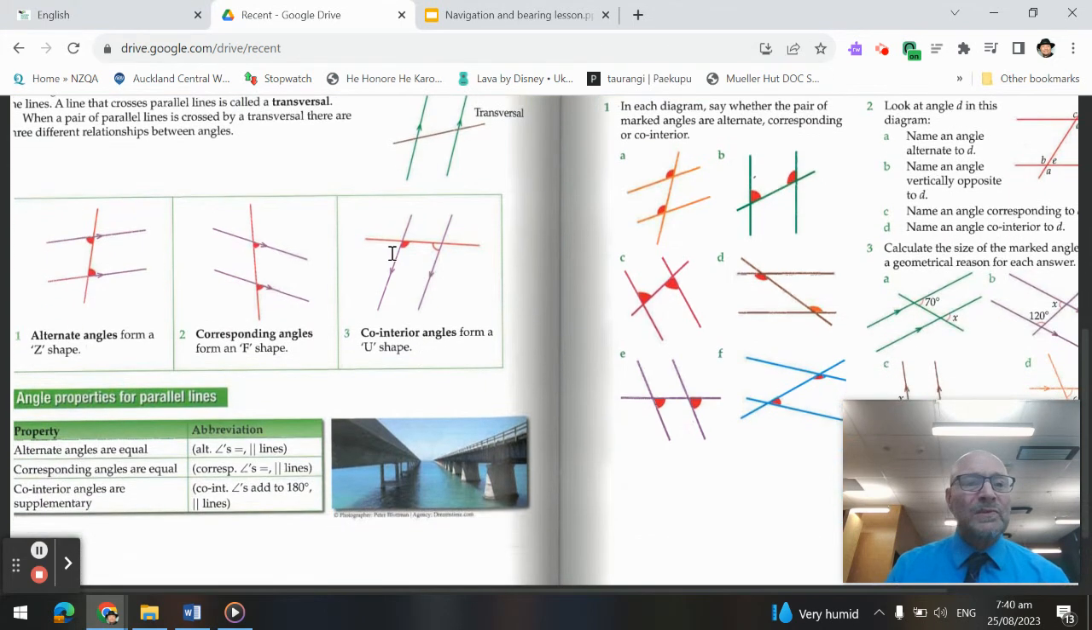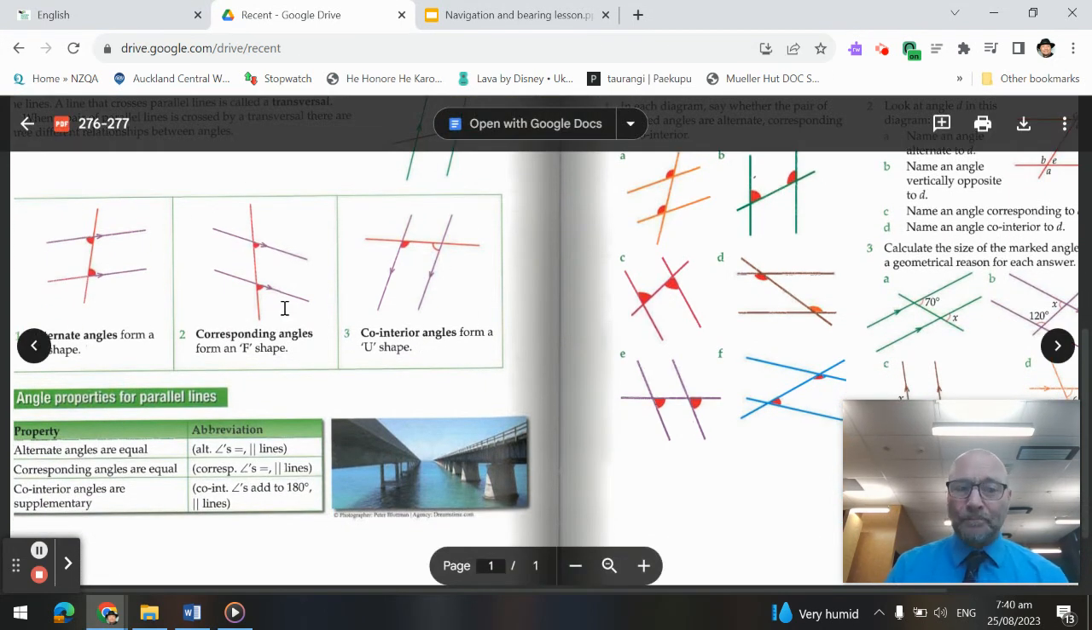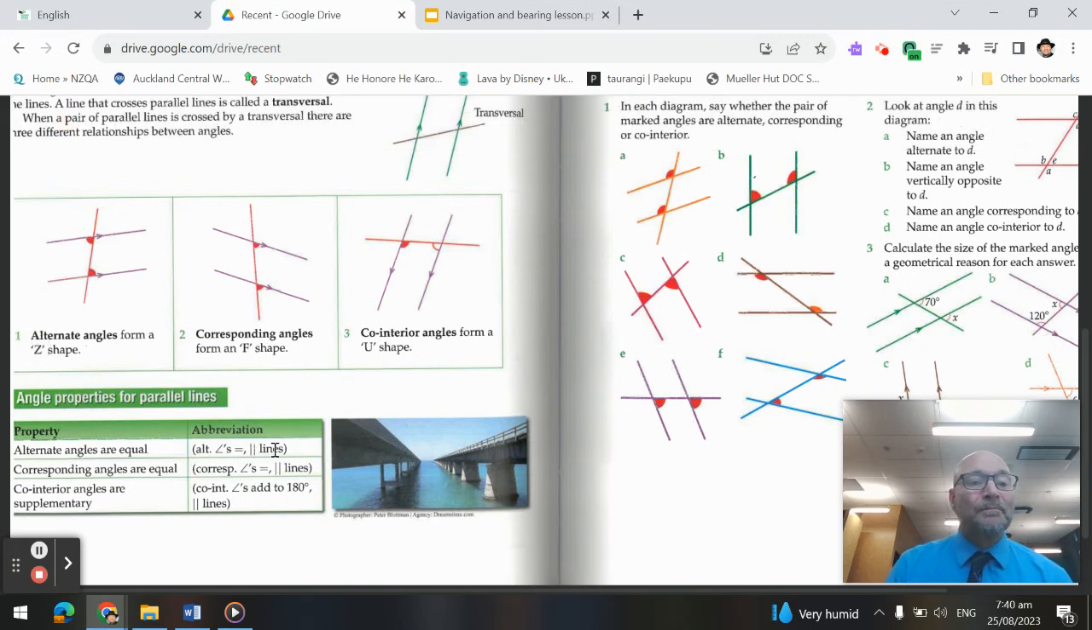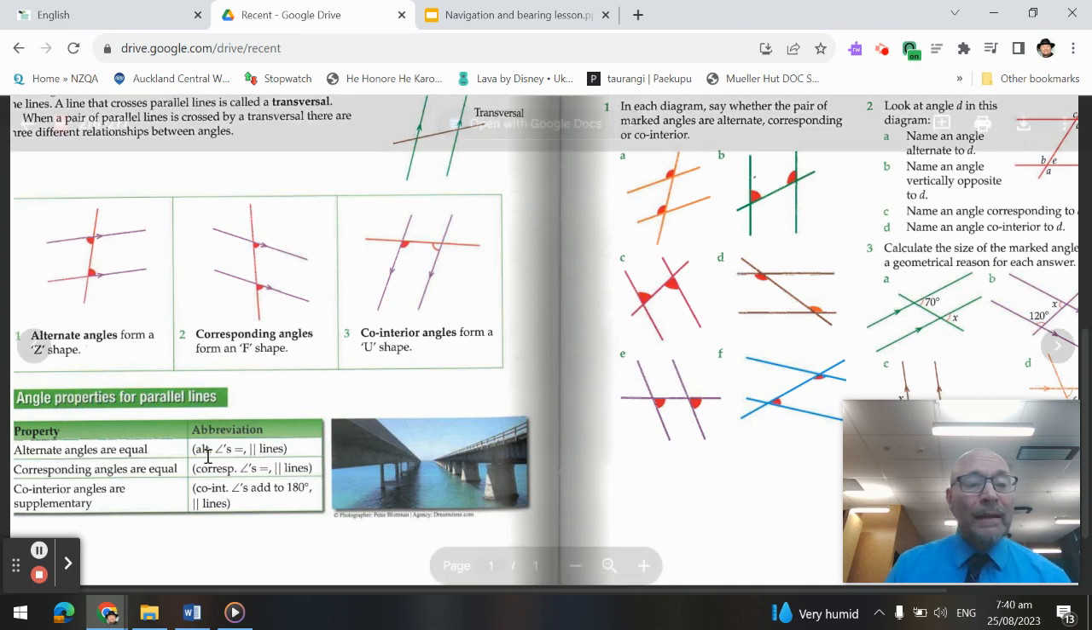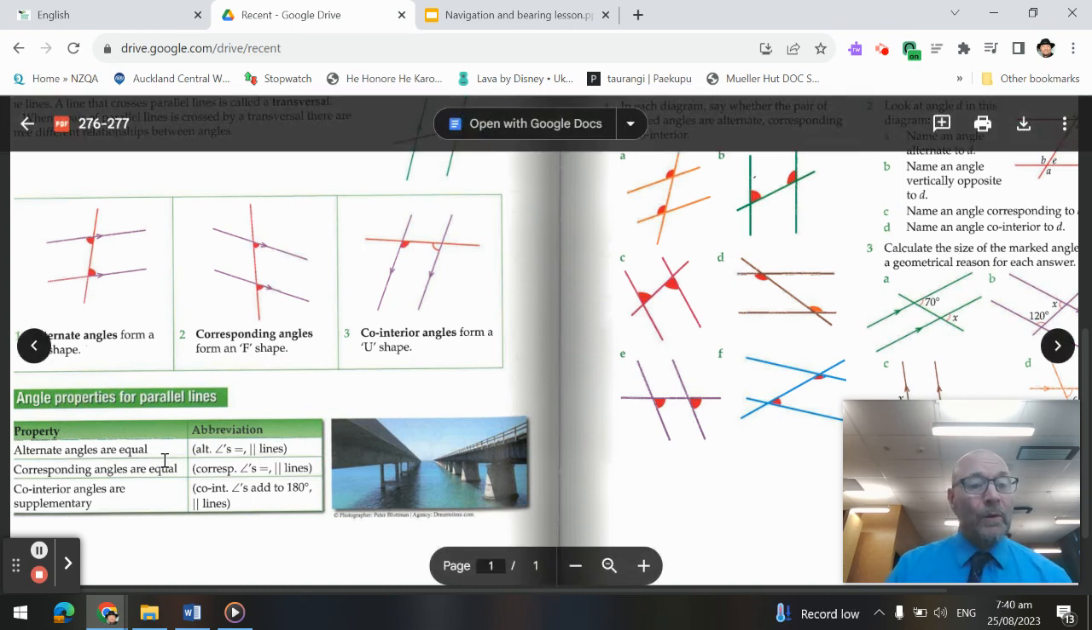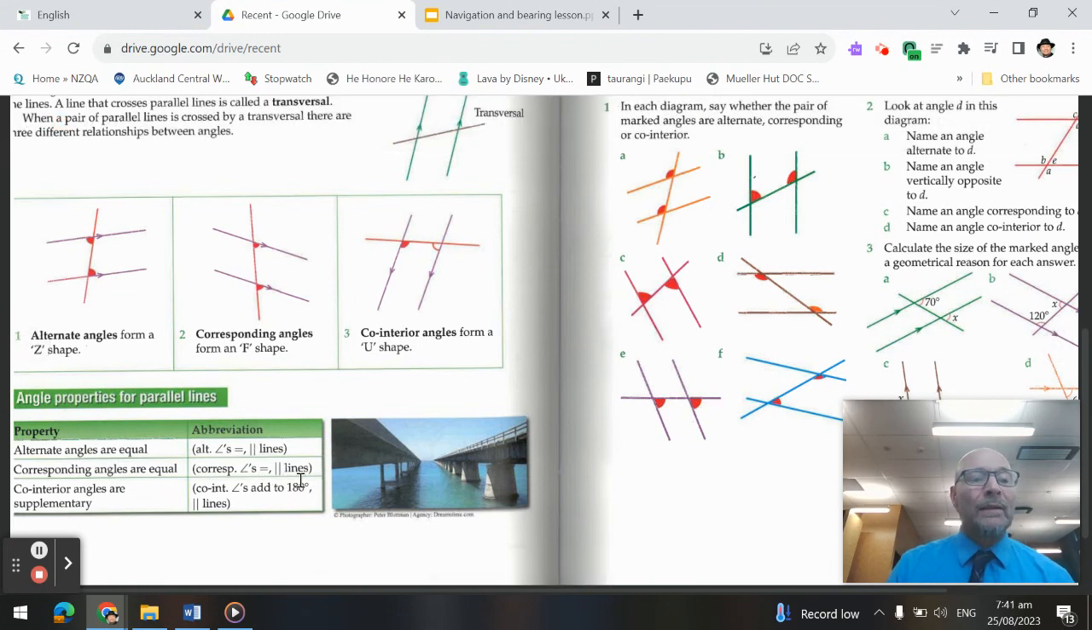So what I'd like you to please do is copy these three into your notes along with the properties and the abbreviation. So if you have alternate angles, we know they're equal. That's one of the properties with parallel lines and a transversal. Alternate angles are the same size, and this is the abbreviation you should use: alternate angles are equal when we have parallel lines. Middle one, the corresponding angles, they are also equal. The abbreviation: corresponding angles are equal when we have parallel lines.